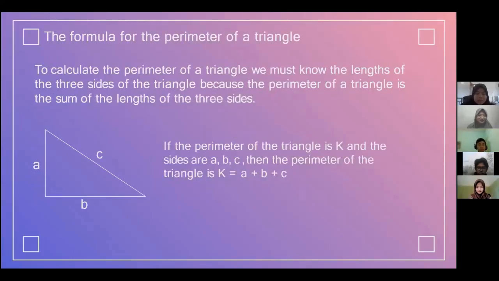The formula for the perimeter of a triangle. To calculate the perimeter of a triangle, we must know the length of the 3 sides of the triangle, because the perimeter of a triangle is the sum of the length of the 3 sides. If the perimeter of the triangle is K and the sides are A, B, C, then the perimeter of the triangle is K equals A plus B plus C.